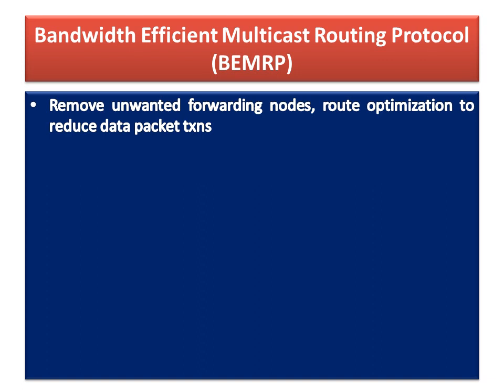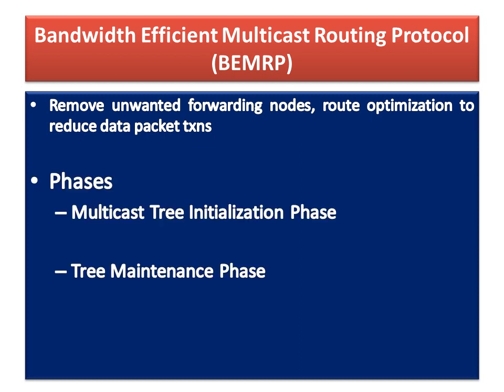Another interesting aspect in the bandwidth efficient multicast routing protocol is route optimization. Suppose you are moving. Because of the mobility, your tree is going to break, as you are aware. But you may now be moving closer to the tree, towards the source. Now all the other nodes can be cut off. Unwanted forwarding nodes can be cut off, so that it becomes a more optimized route, and you can avoid a longer route. So you reduce the data packet transmissions. This is one of the optimization procedures they follow in the bandwidth efficient multicast routing approach.